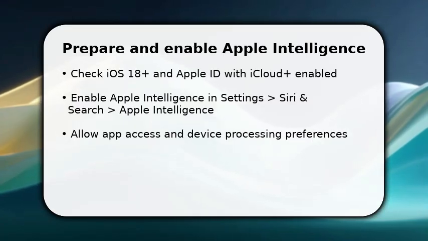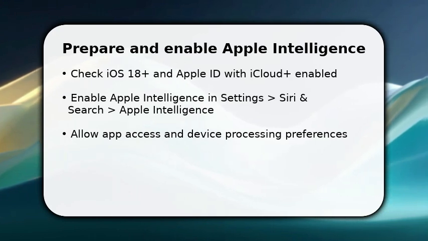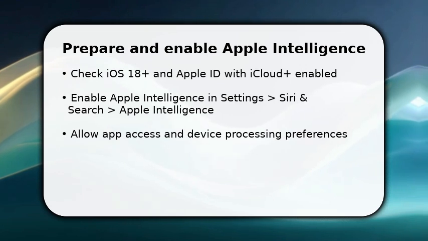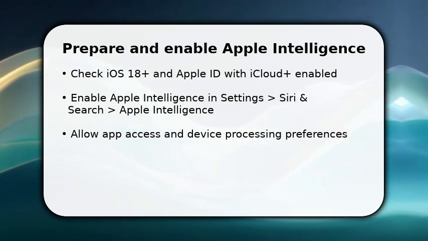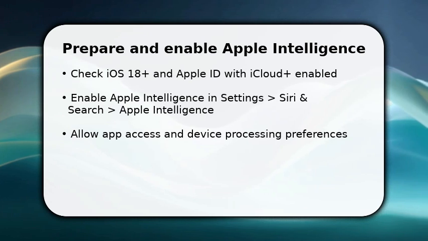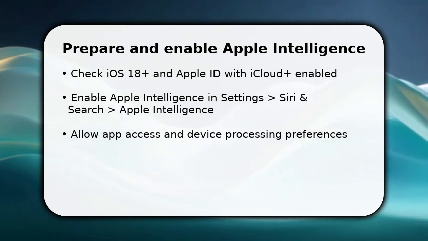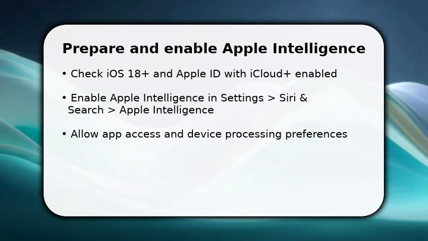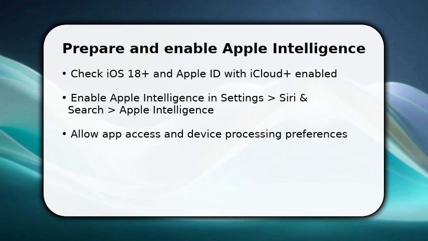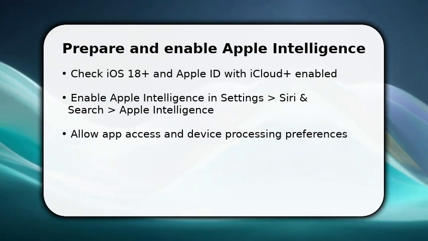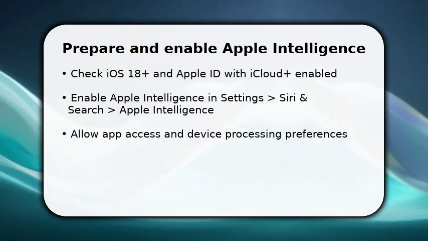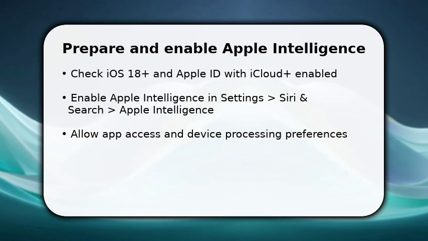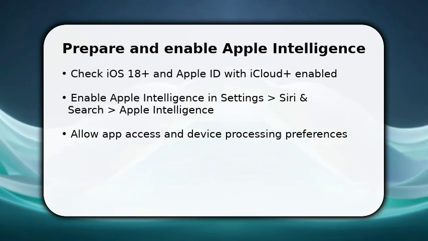You start by verifying your iPhone 15 Pro runs iOS 18 or later, and that your Apple ID uses iCloud Plus. Once done, open Settings, go to Siri and search, and turn on Apple Intelligence. You must grant permission for apps and choose whether processing happens on device or in iCloud. This affects speed and privacy. Make sure background app refresh and microphone access are enabled so features respond instantly. This gets the core system ready so you can begin using generative summaries, inline suggestions, and context-aware replies.